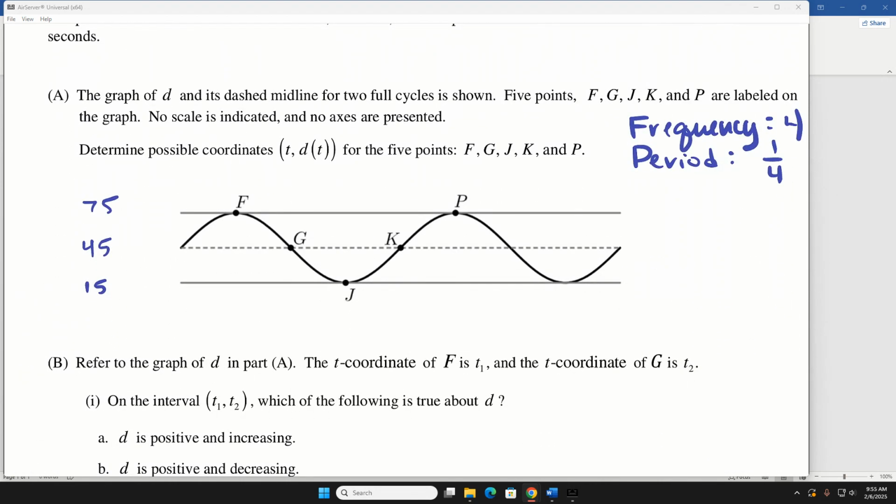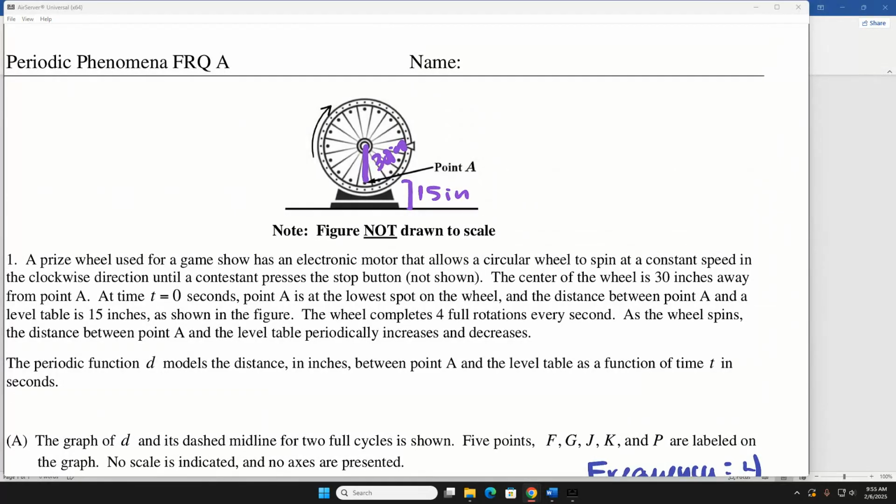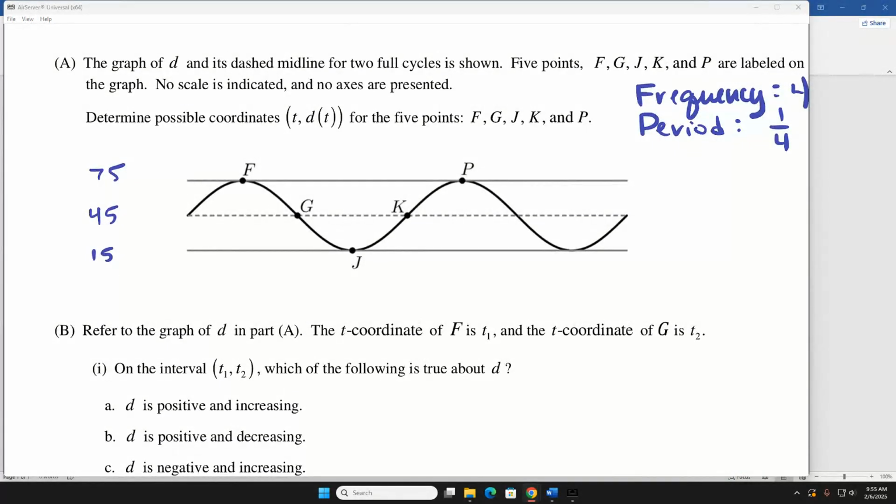Okay, and then this is kind of like the one I just talked about from the assignment. Is point F, when A is at 75 inches, at time 0? No, at time 0, the point is closest to the table. So I'm going to continue my period out. This is going to be time 0. A full period is going to be closest to closest. So that's going to go to J. And we already decided that our period was 1/4 of a second.